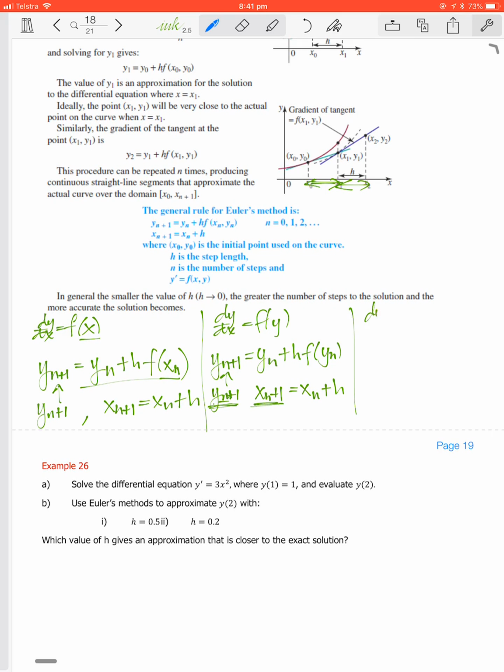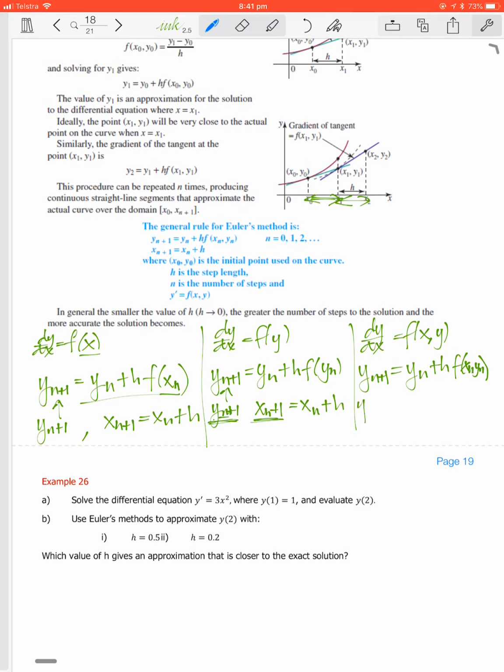And if dy/dx was a function of both x and y, then our next y value is given by my previous y value, yn, plus h times f of xn, yn. So yn+1 is given by this equation. xn+1 is always xn plus h. So that's what this here is. It's basically the formula to find your next set of values.